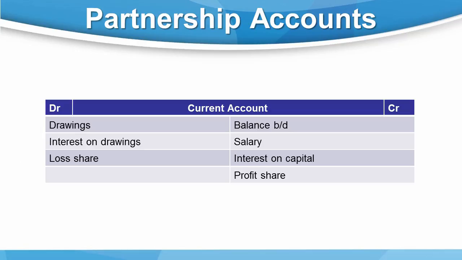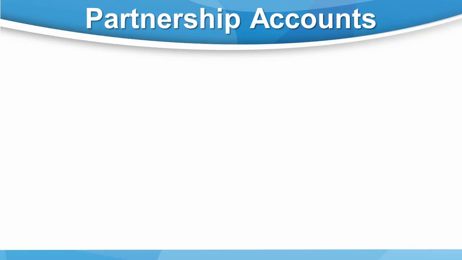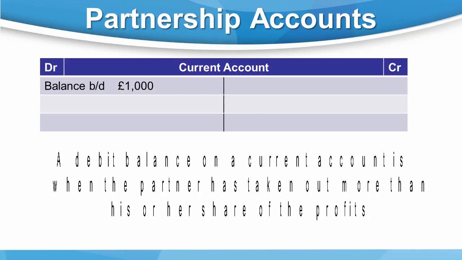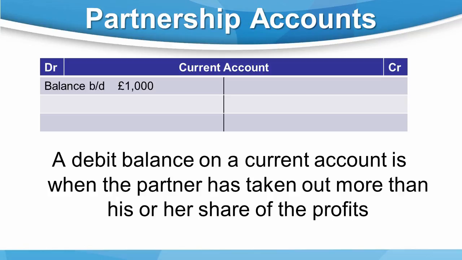If the business makes a loss, the share of the loss, in the same proportion as the share of the profits, will be shown in the debit side of the account. Finally, the balance carried down will usually be shown on the debit side of the account. Occasionally, you will come across a debit balance in a current account. This is when the partner has taken out more than his or her share of the profits.